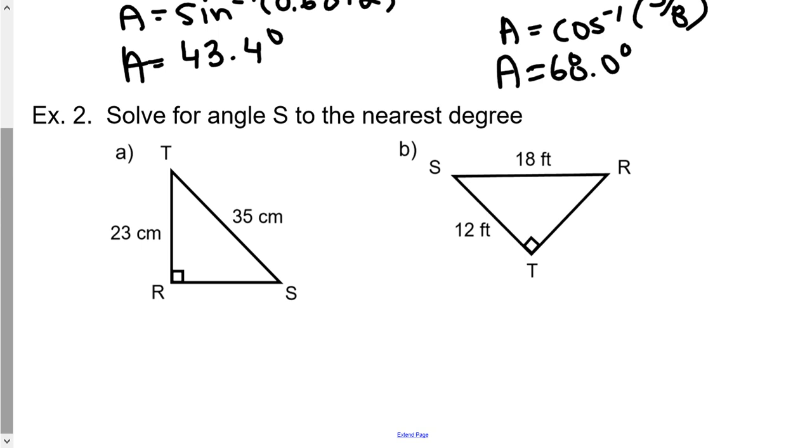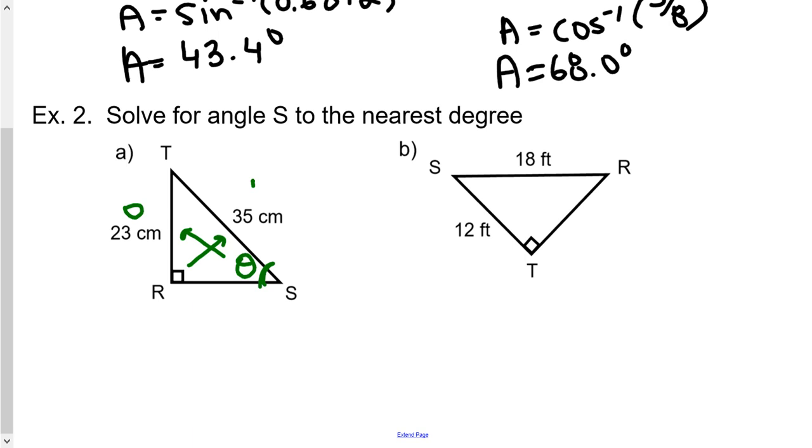So let's solve for angle S to the nearest degree. Let's find some angles here. Looking at this first one, same thing is going to hold true. Let's call it theta. I'm always going to start by labeling my triangle. It's going to be extra important now, because I want to figure out what side is my opposite side. Well, it looks like this side length of 23 is opposite.